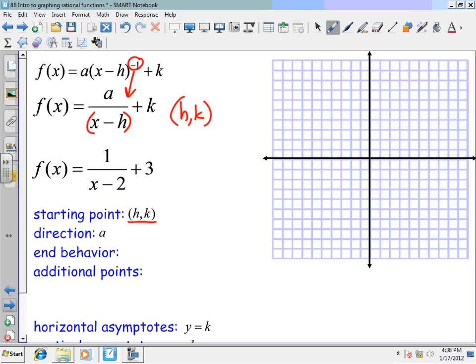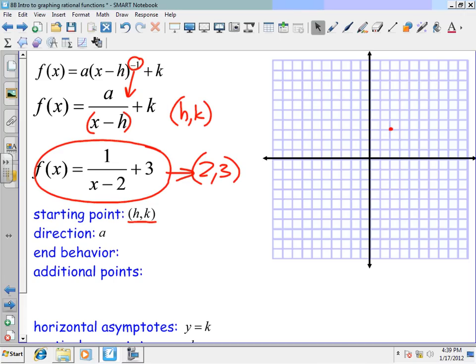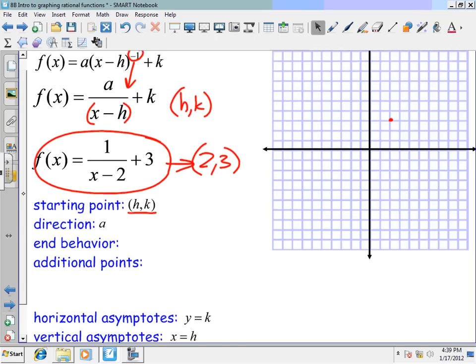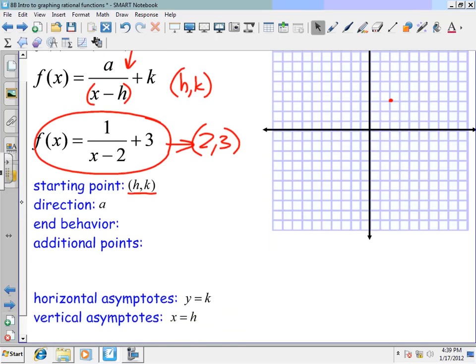So let's look at this example right here. Our starting point is going to be (2, 3). So I'm going to go over 2, up 3, and that's my starting point. That's not actually on the graph, but what it does is it lets me know where my asymptotes are. And notice down below here, we can see our asymptotes are y is equal to k.